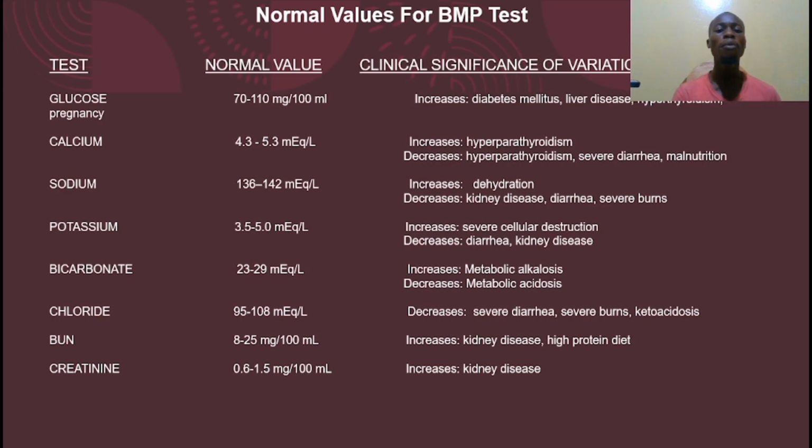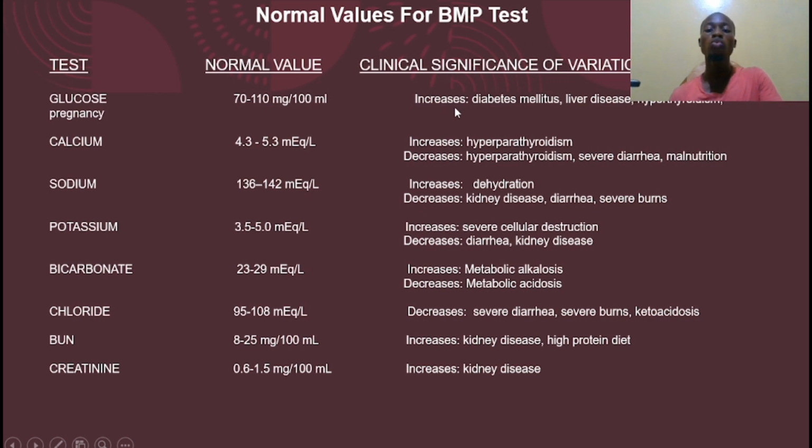So when you look at the laboratory analysis on the string, you will observe that we have the tests: glucose, calcium, sodium, potassium, bicarbonate, chloride, the BUN, which is blood urea nitrogen, and the creatinine. So these are the tests that comprise the BMP, which includes 8 tests. Now let's look at the normal value of glucose that we need to have a clear understanding of within the human blood. Glucose should be between around 70 to 110 milligrams per 100 milliliters.